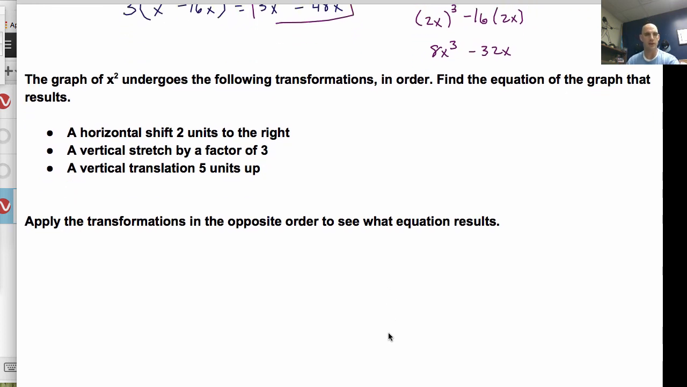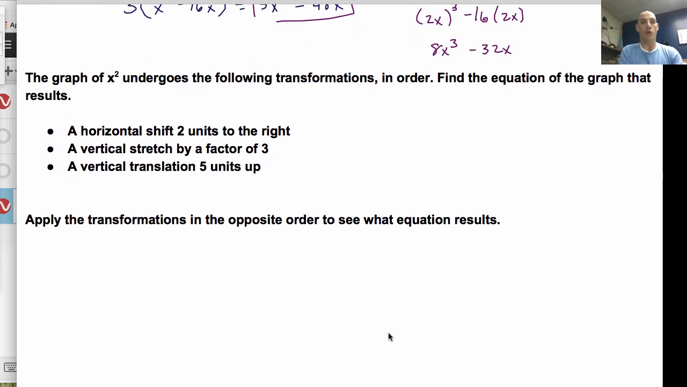This is the very last example. The graph of x squared undergoes the following transformations in order. Find the equation of the graph that results. So we're going to do it this way first: 1, 2, 3, and then we're going to go 3, 2, 1. So 2 to the right would be minus 2 inside my parentheses. Vertical stretch would be 3 times f of x, right? So on the outside. Vertical translation would be plus 5 outside.